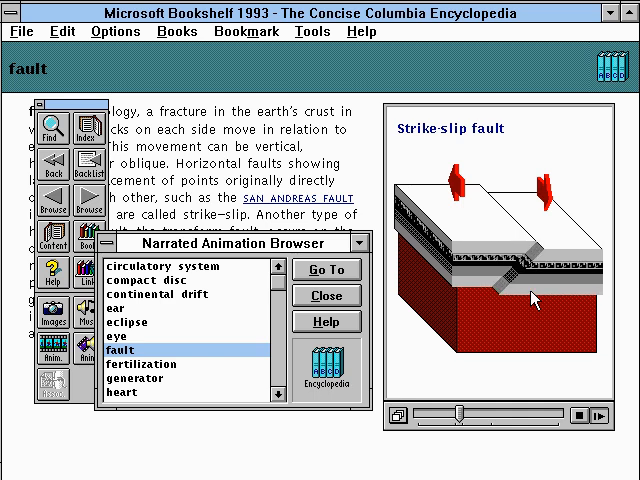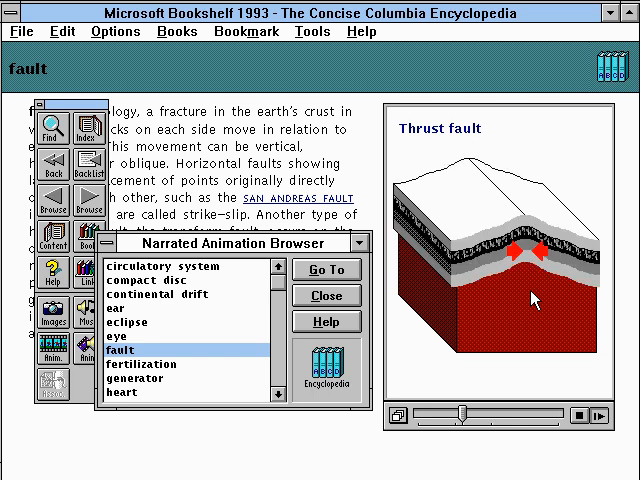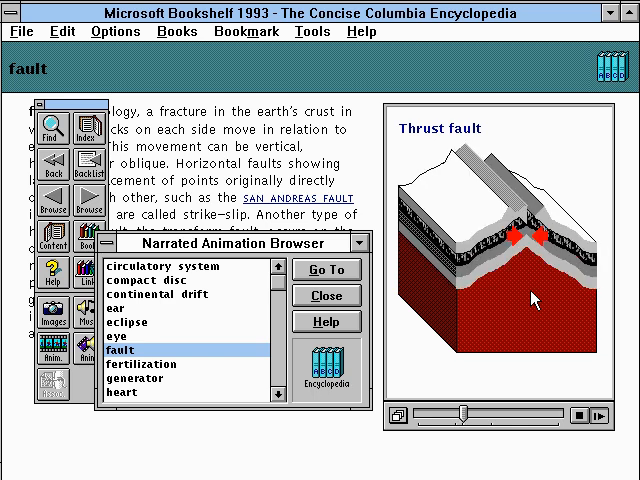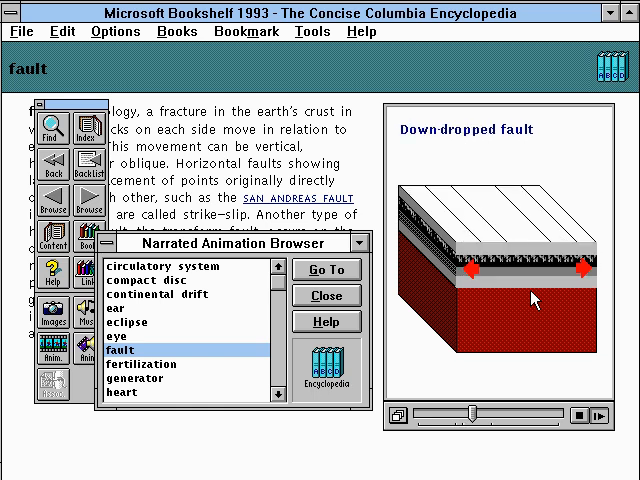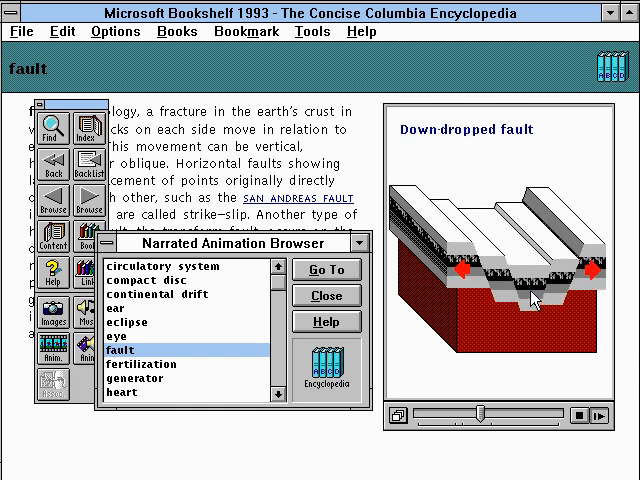When the plates move past each other, the relative motion is horizontal, and we have a strike-slip fault. The San Andreas Fault, for example, is a strike-slip fault. When the plates press toward each other, large blocks of rock may be lifted up, producing thrust faults. When plates move away from each other, rocks may be lowered, producing downdropped faults.